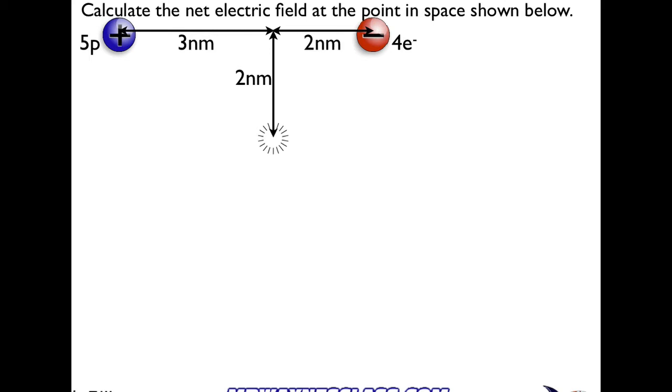This is the video solution to one of the example problems where we're going to find the net electric field at a point in space. The task here is to calculate the net electric field at a point in space as shown below.